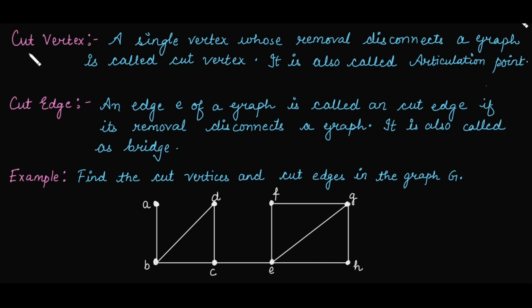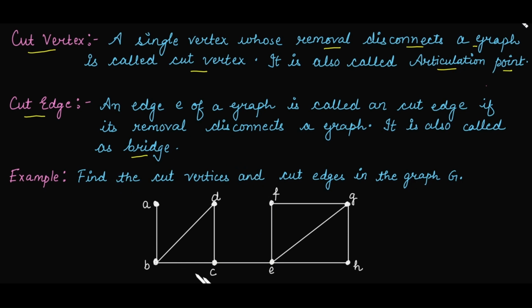Next term is a cut vertex. A single vertex whose removal disconnects a graph is called a cut vertex. It is also called an articulation point. Whereas when we remove an edge from a graph and we get a disconnected graph, that edge is called a cut edge. It is also called a bridge.